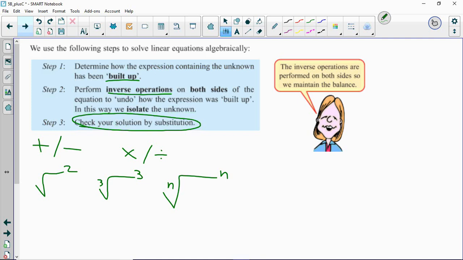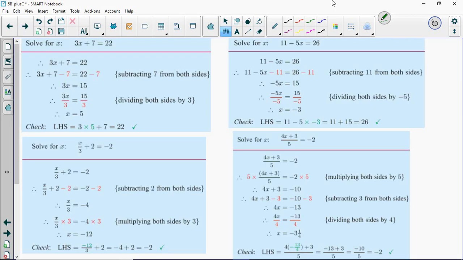It's really important. Okay, here's 4 simple examples of linear equations. Hopefully you know what you're doing here. We're using inverse operations on both sides, and we see that each of them finishes with a check. If you'd like to spend some time with this, please pause the video now. I'm going to move on.